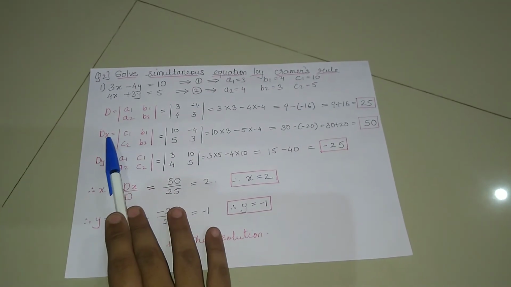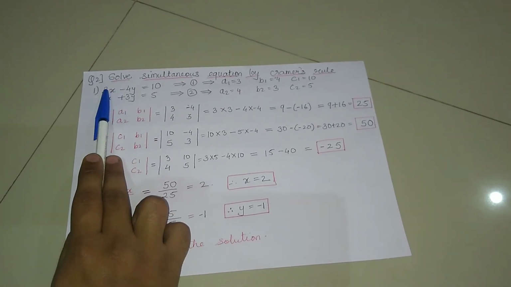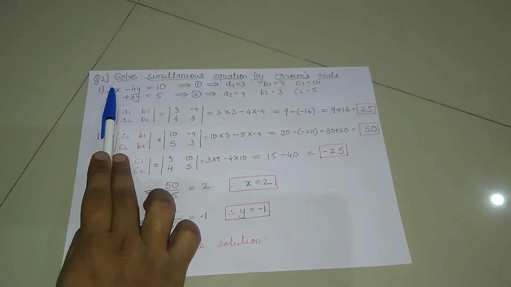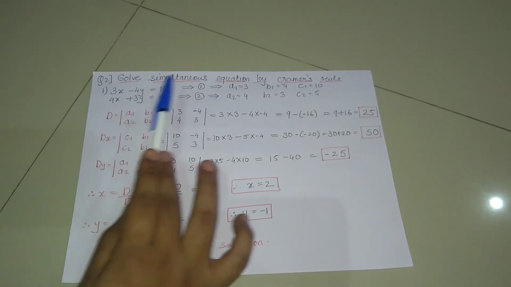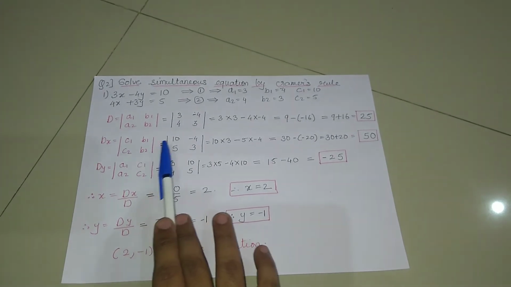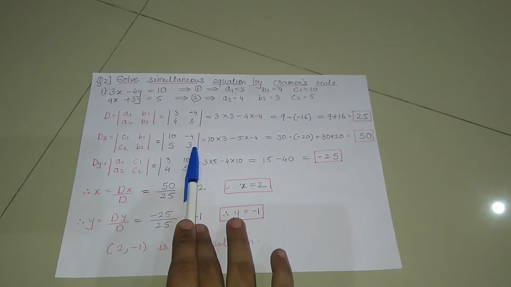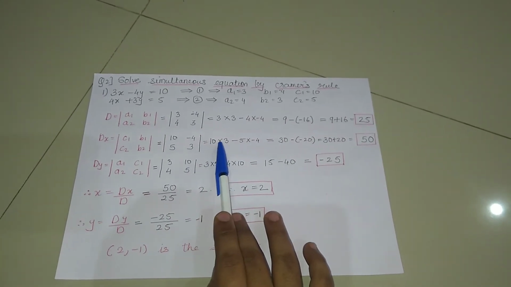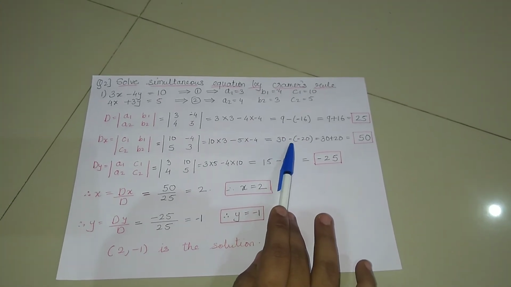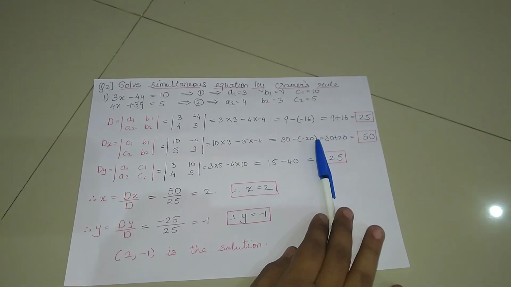For finding dx, how do we do it? We replace the x coefficient terms by the constants. So in place of these 3 and 4, we will write 10 and 5, that is c1 upon c2, b1 upon b2. So 10, 5, minus 4, 3. That is 10 into 3 minus 5 into minus 4, so 30 minus of minus 20, which means 30 plus 20 is equal to 50.